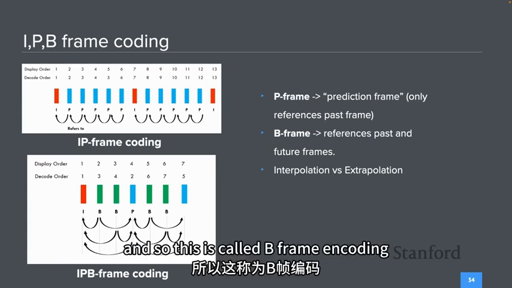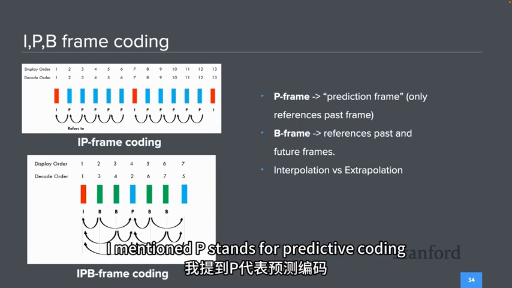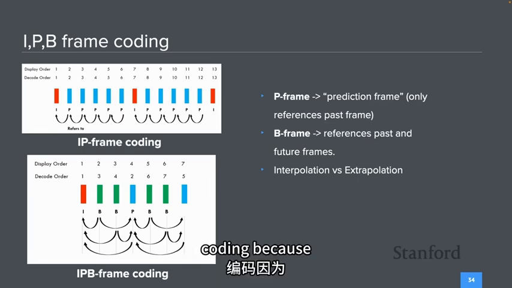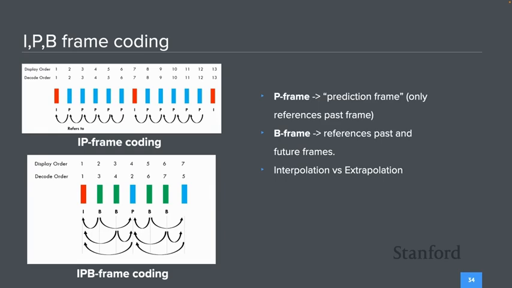And so this is called B frame encoding. So the B here stands, I mentioned P stands for predictive coding. The B stands for bidirectional coding because it references both left and right directions. Right?